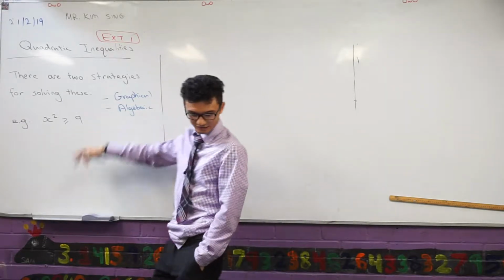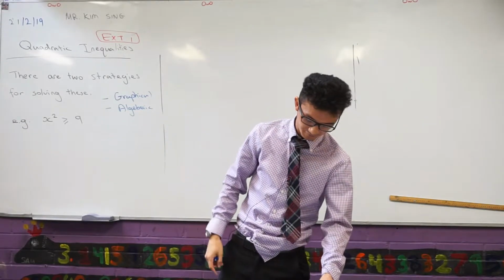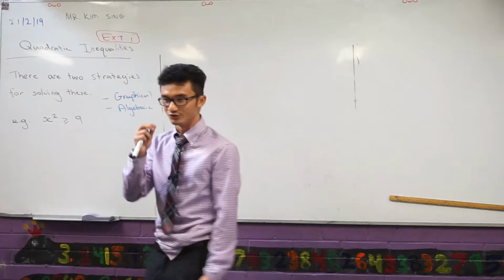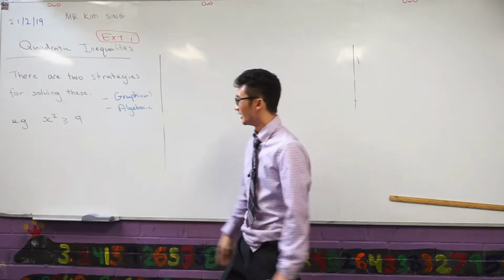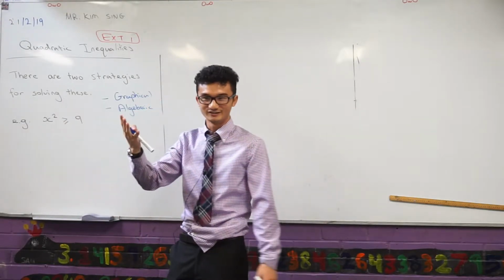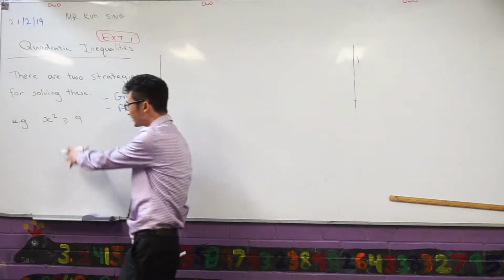Let's just look at something like this, right? We spend a lot of time in maths looking at the right way to do things. I think it's just as useful looking at why something might be the wrong way. So as a spoiler, this is going to be the wrong way to do something, but let's just see why, okay? x squared is greater than or equal to 9.